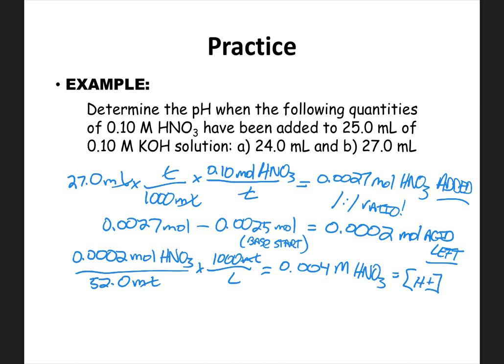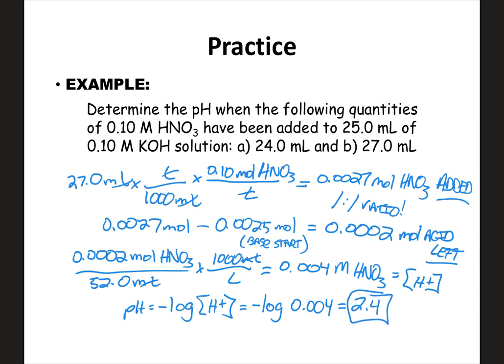So if we want to find the pH of this, we know the pH is equal to the negative log of the concentration of H plus, which is equal to the negative log of the 0.004, which gives us a pH of 2.4, 1 decimal place because we only had 1 sig fig. So that's how you go about solving for this particular problem. Another problem is coming up.